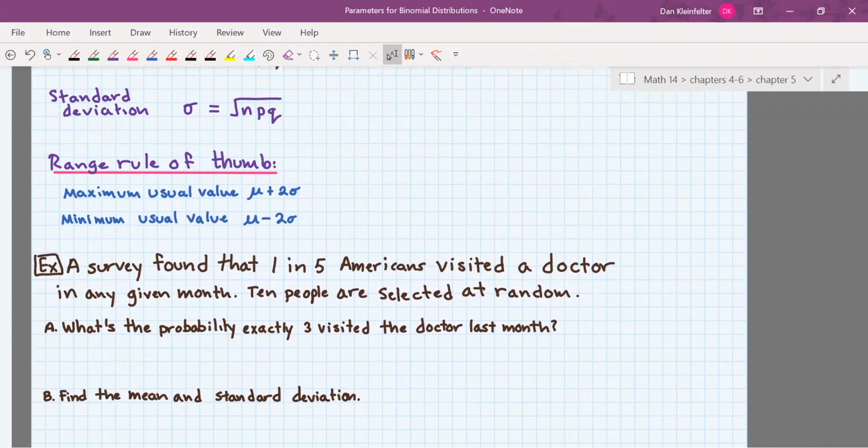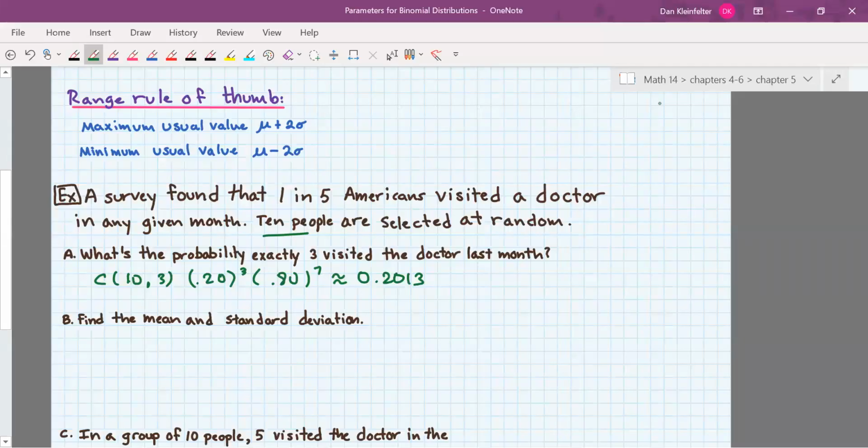The probability that exactly 3 visited the doctor in the last month is a binomial problem. Out of 10 people selected at random, we want to know the chance that 3 visited the doctor. 1 in 5 Americans is a 0.2 probability. We need that to occur 3 times. If there's a 20% chance that somebody visited the doctor in the last month, then there is an 80% chance that they didn't, and we need that to occur with the remaining 7 people. So let's go ahead and calculate that. Going through the details on the calculator, it worked out to be about a 20% probability.